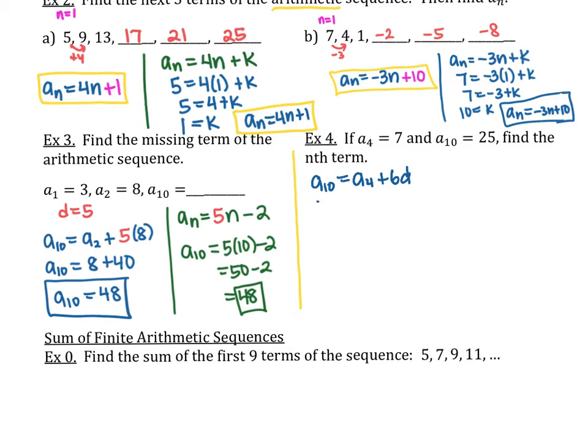Because the 10th term is 25 and the 4th term is 7, I can plug that in, and now I can solve for D using that information. So 18 equals 6D. I get D equals 3. Am I going to show you another method? Yes, I am. And I'm going to be okay with you doing it either way still.